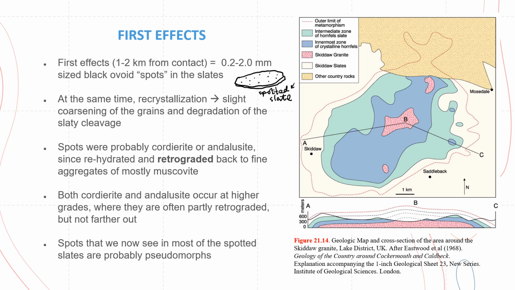So these spots here were probably either cordierite or andalusite, and they've since rehydrated and retrograded back to fine aggregates of mostly muscovite. So both cordierite and andalusite occur at higher grades, where they're often partly retrograded but not further out. So the spots that we see now in most of the spotted slates are probably pseudomorphs, and you will learn more about this in studying metamorphic textures.